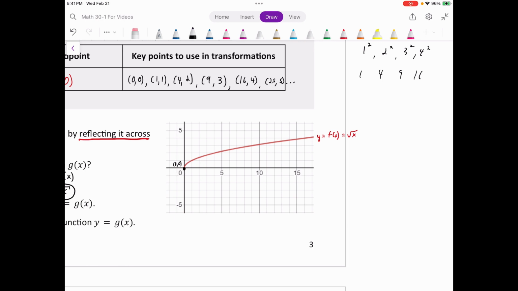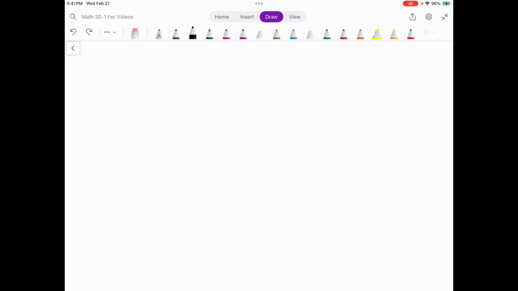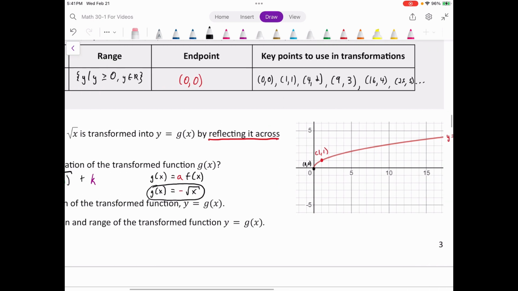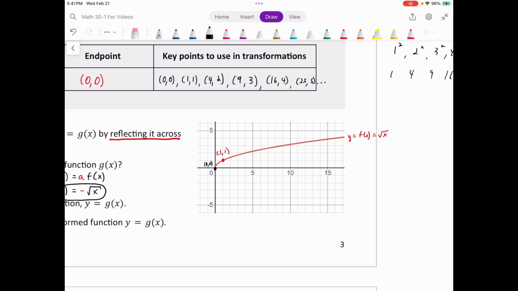How about this one? 1, 1. Now that might change, right? I'm just going to point out my points. I'm going to do 1, 1. If I multiply all y values by negative 1, which is what an a of negative 1 tells us to do, that point's going to end up at 1, negative 1. Notice it's been reflected across the x-axis, right? It's equidistant to the x-axis as this one.